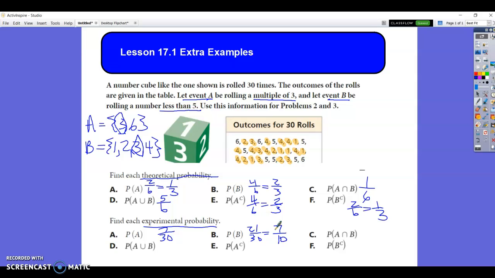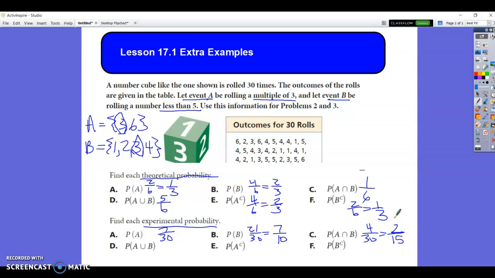All right, now the next one says the probability of A intersection B. A intersection B, remember, is the number 3 only. So how many times do we have 3? So let's clear this. So we're going to have 1, 2, 3, 4. So this one would be 4 out of 30, which reduces to 2 over 15. So 2 over 15.